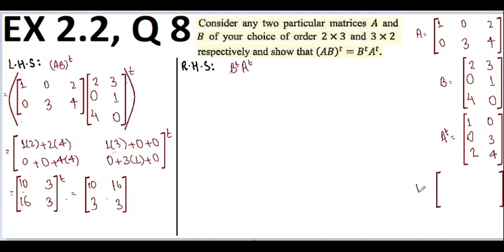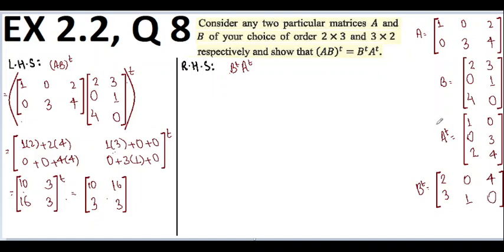Now we are going to find B transpose, which is equal to, by changing the rows into columns. The first row is 2 3, and 2 3 will be changed into the first column. Then the second row is 0 1, and 0 1 is the second column. And the third row is 4 0, and we'll change it into the third column, 4 0.